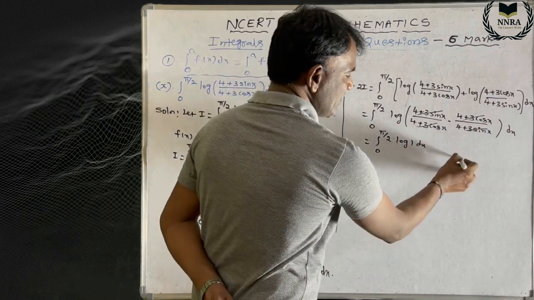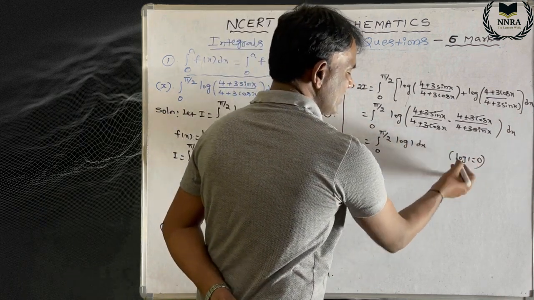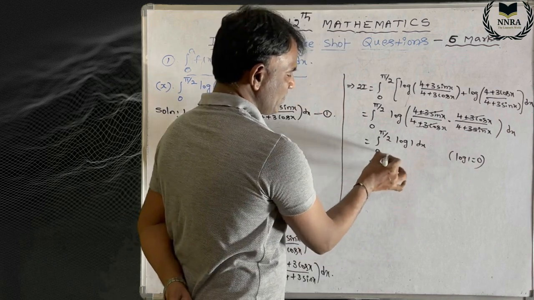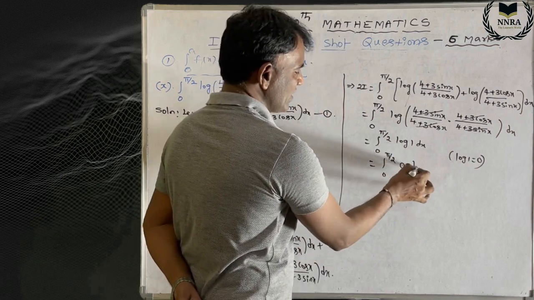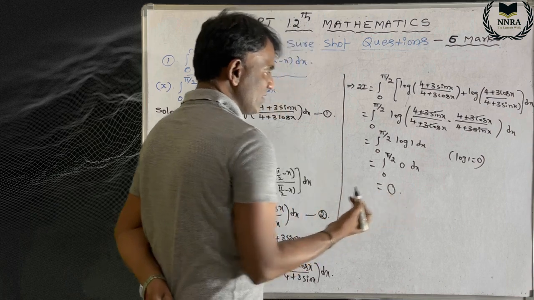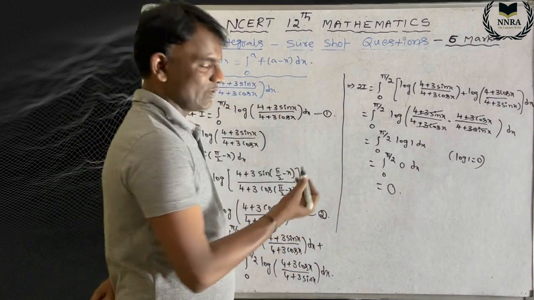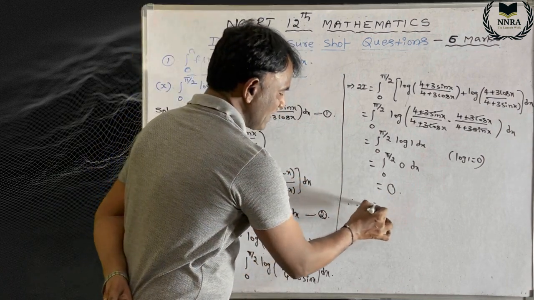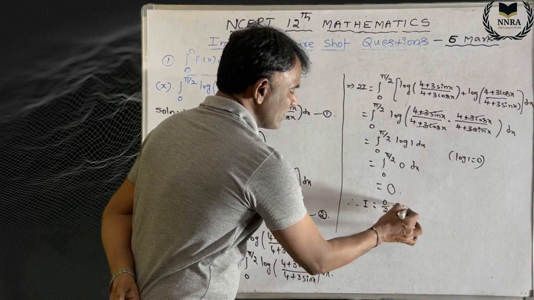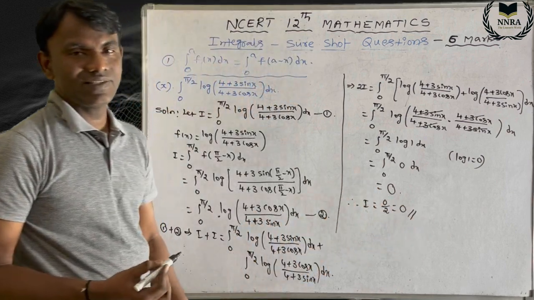But what is the value of log 1? Log 1 equals 0. So 0 to pi by 2, it is 0 into dx, means this whole value is equal to 0. Right? Now we want the I value, na? So I can be written as 0 by 2, that equals 0. So the final answer is 0.